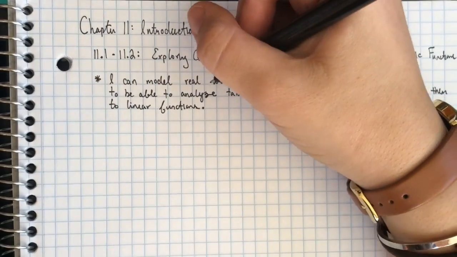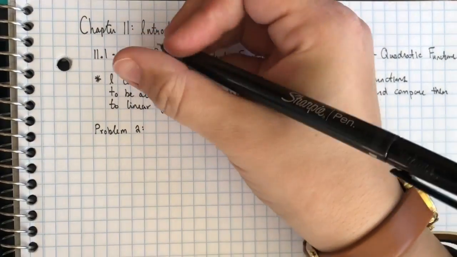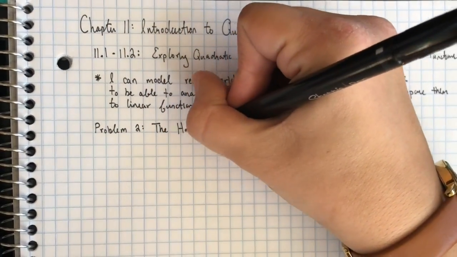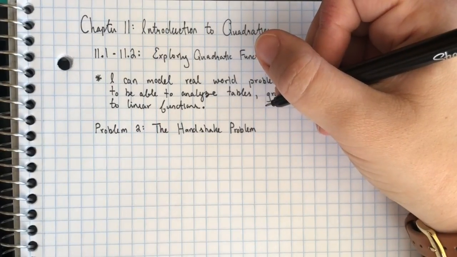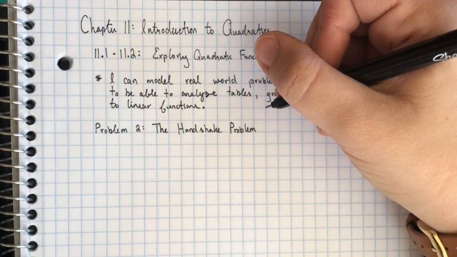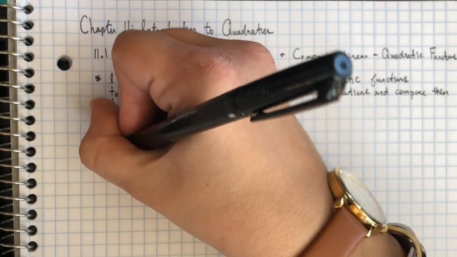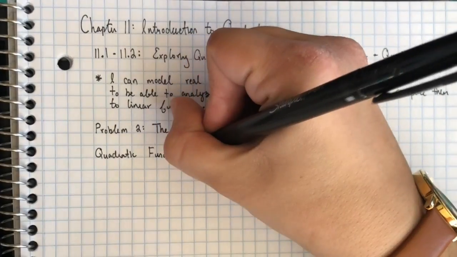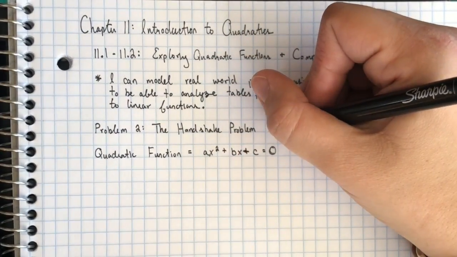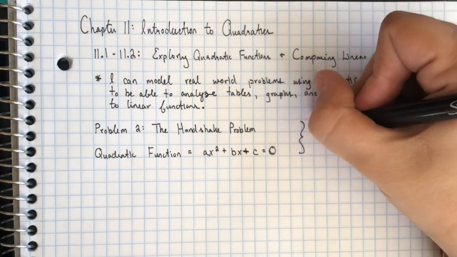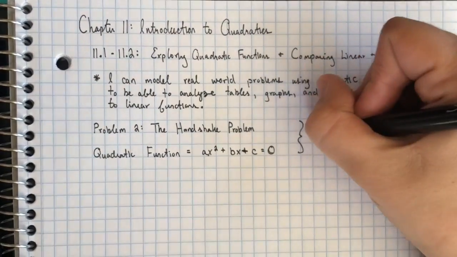So in order to discuss this particular target, we're going to look at problem number 2 in our textbook. I want you to keep in mind, this is called the handshake problem. In order to model this example, we're going to be drawing some diagrams that are a little complex. They may not be perfect, but they're a good visual for us to keep in mind as we collect some data. We also want to remember that the standard form of the quadratic function is ax squared plus bx plus c is equal to 0.